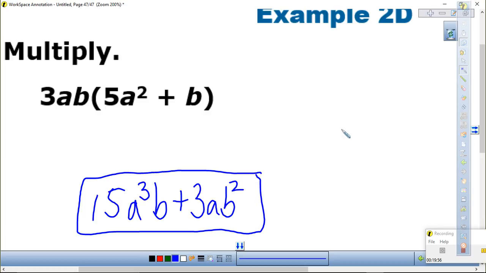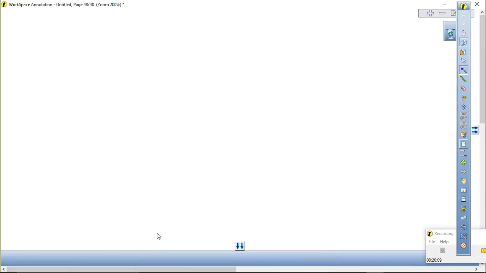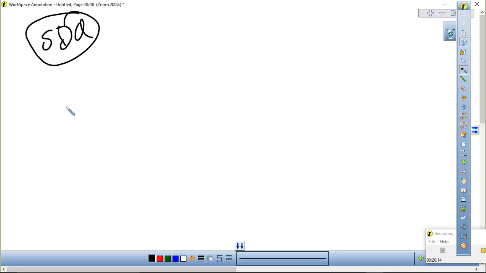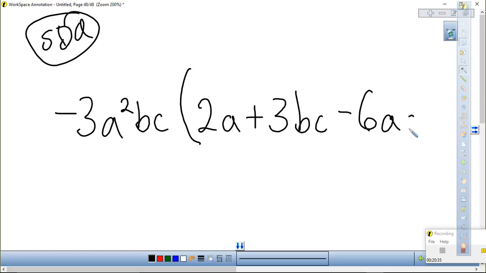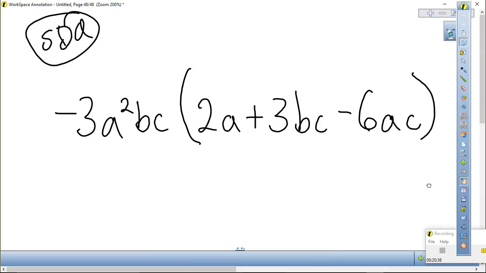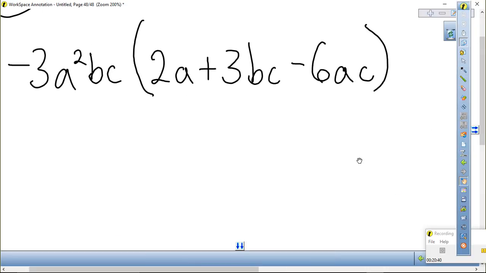Okay, fine. Last one, though. Challenge one. Ready? Here goes the challenge one. Example, super duper cube. Negative 3a squared bc, parentheses, 2a plus 3bc minus 6ac, close parentheses. Now the challenge on this one would be how you do the area model. Distributive property, I can see you doing it. I want to see how you do the area model. Ready? Go.